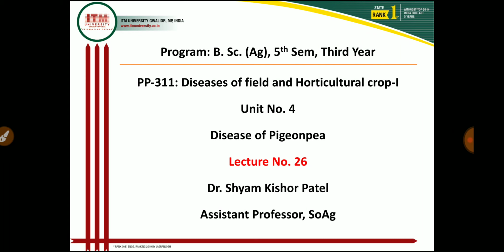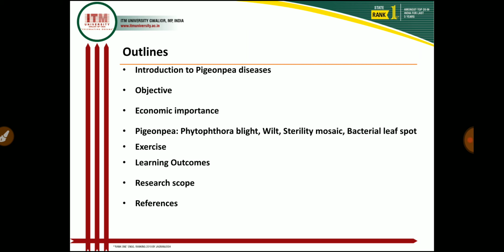So you are in 5th semester, that is 3rd year, and I will teach you the plant pathology subject. PP 311 is the course number, and the course title is Diseases of Field and Horticultural Crops and Their Management I, in which we only study field crop diseases. Today is the last lecture of unit number 4, diseases of pigeon pea, lecture number 26. First I will give an outline of today's lecture.